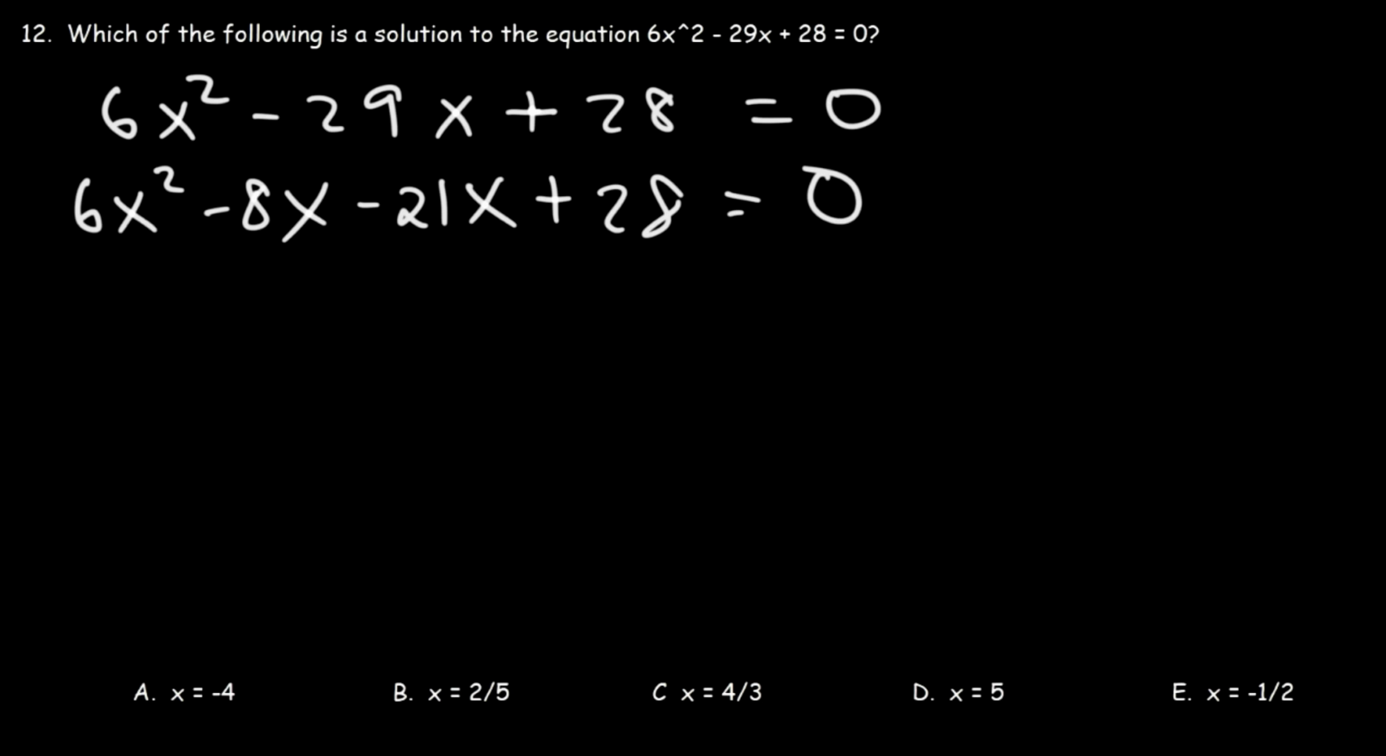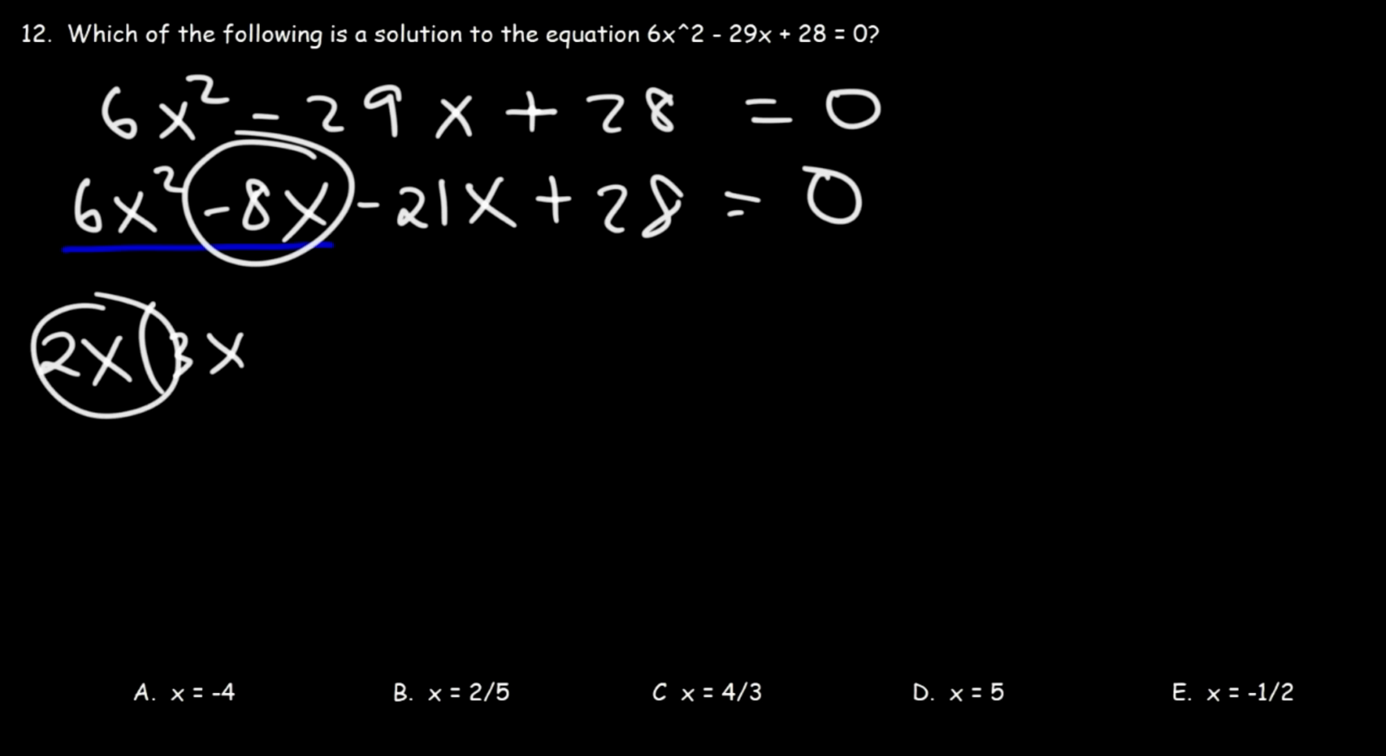Now let's factor by grouping. So let's take out the greatest common factor in the first two terms. In this case, we could take out a 2x. 6x squared divided by 2x is 3x. Negative 8x divided by 2x is negative 4.